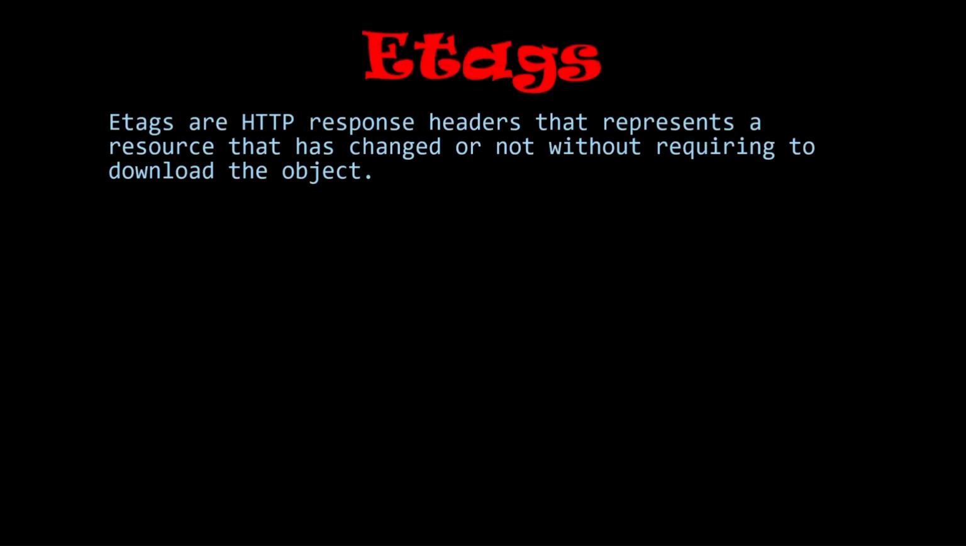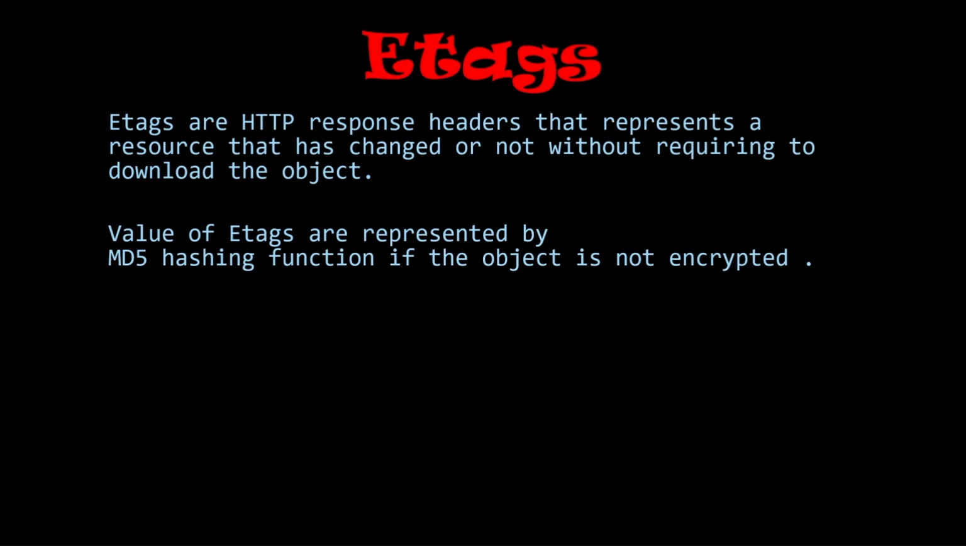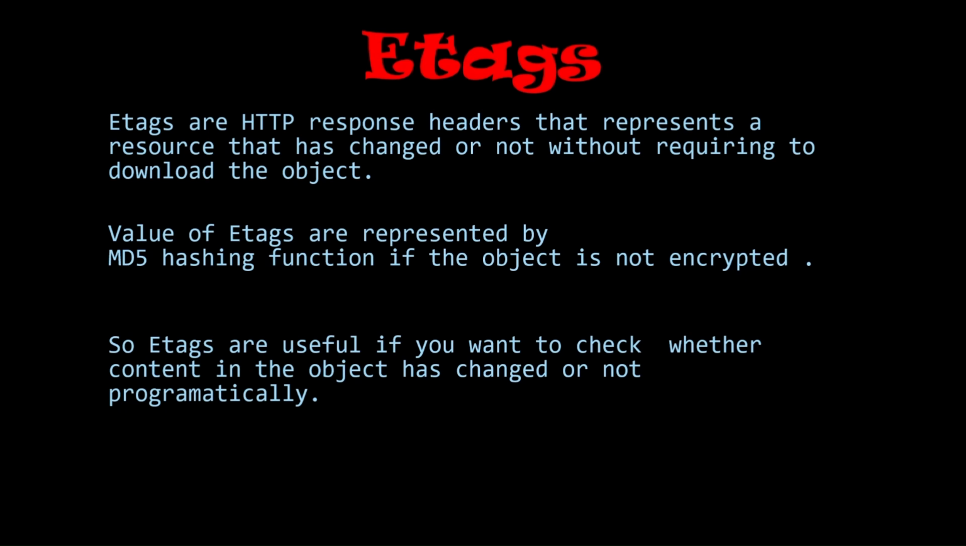So what are these ETags? ETags are HTTP response headers that represent whether a resource has changed or not, without requiring you to download the object. The value of ETags is represented by the MD5 hash function if the object is not encrypted. But if the object is encrypted, AWS won't use this simple MD5 hash function to generate the ETag. So, ETags are useful when you want to check whether the content in the object has changed or not, programmatically or through CLI, without downloading it.